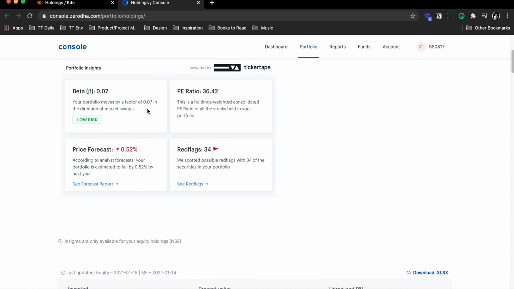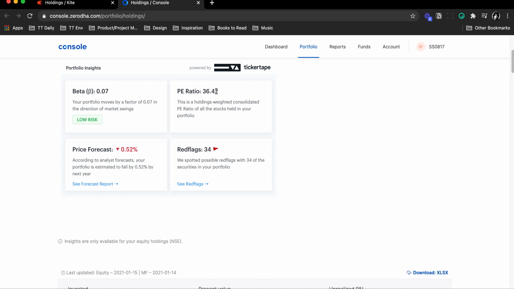So in this scenario, you can see that since our beta is 0.07, our portfolio is actually of a pretty low risk, right? The second piece of information we look at is the PE ratio, right? So the PE ratio that we calculate is nothing but a consolidated PE ratio of your entire portfolio. So you may have individual stocks or securities with different PE ratios, but the consolidated weighted PE ratio of your entire portfolio is displayed over here. As you can see in this case, this value is 36.42.